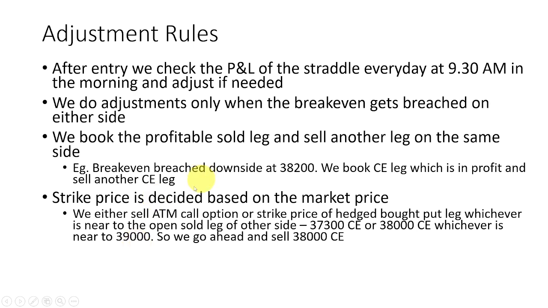So we have the other leg as 39,000, that is a sold call and put initially. So if you see which is nearer to 39,000, either 37,300 or 38,000, we know 38,000 is the one which is closest to 39,000. So we will be selling the 38,000 call option and not the 37,300 call option.